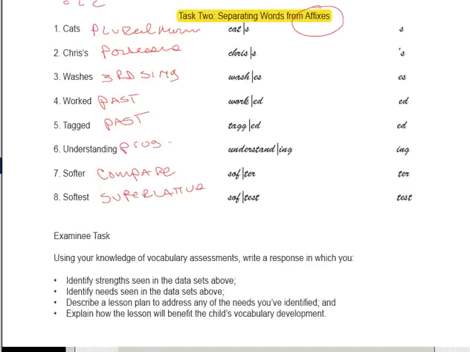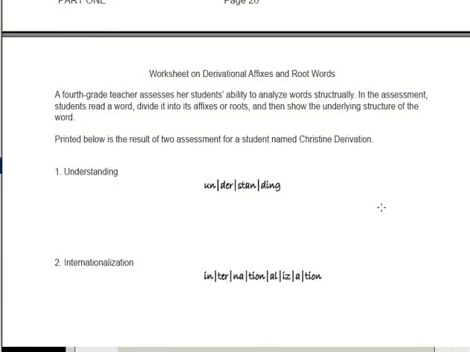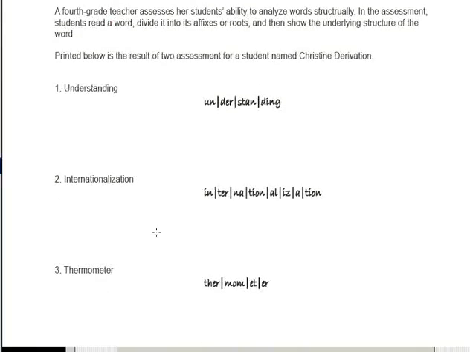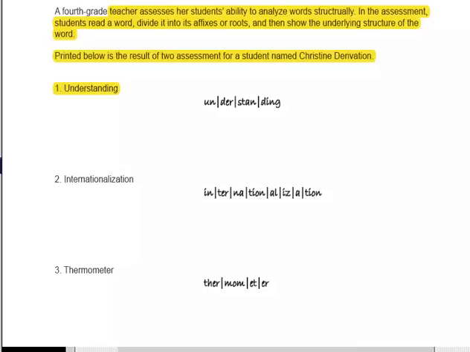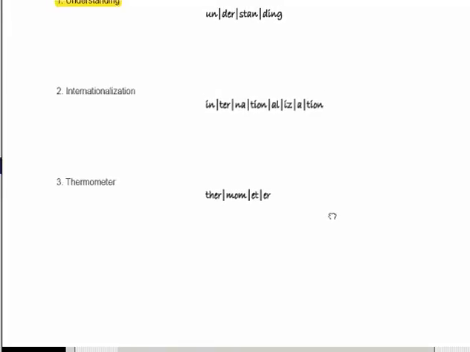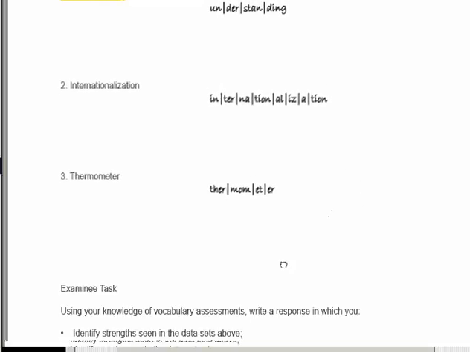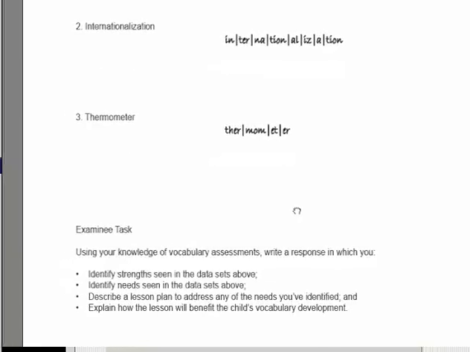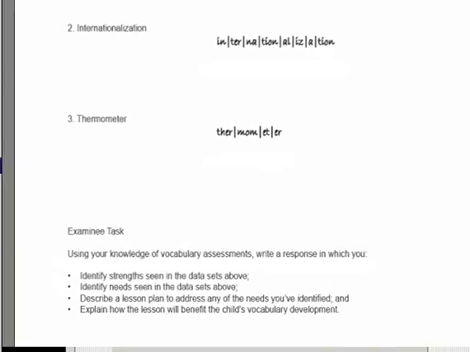Now, what we need to do is have you turn the page. Please turn the page if you would. And take a look at some derivational roots and affixes, okay? So in the first instance right here, understanding, there's no derivation in there. There is a verb form called a gerund. That would be like understanding is an important thing, but I think that's beyond the scope of what you need to know. Let's instead look at these two words that can be structurally analyzed pretty easily, like internationalization and thermometer.